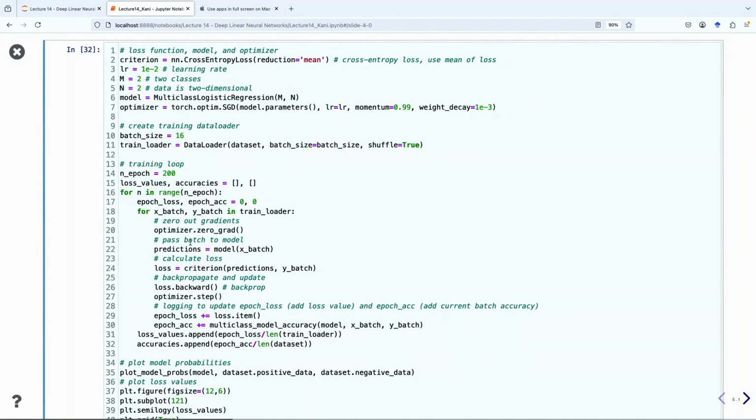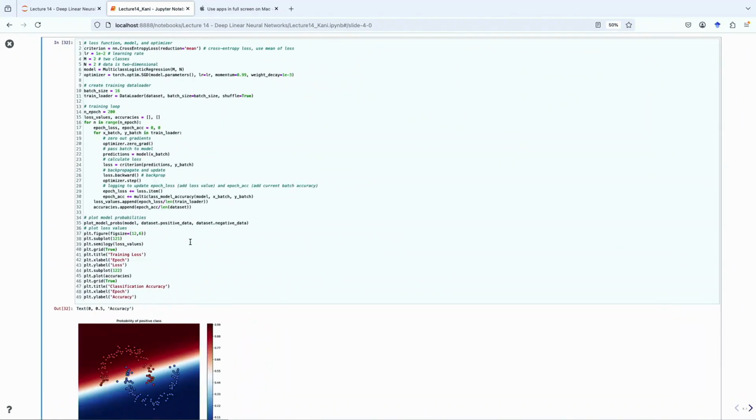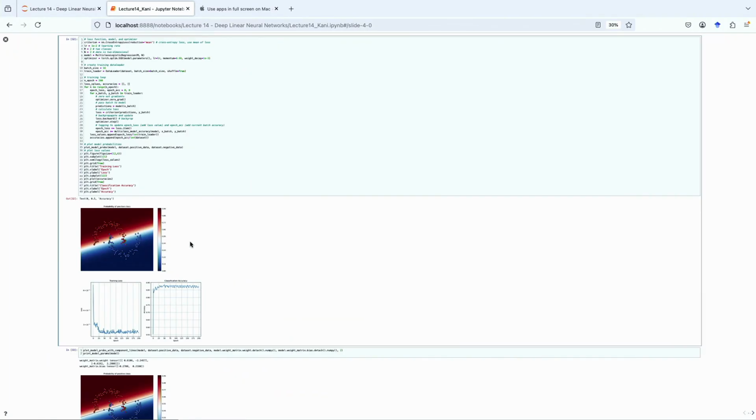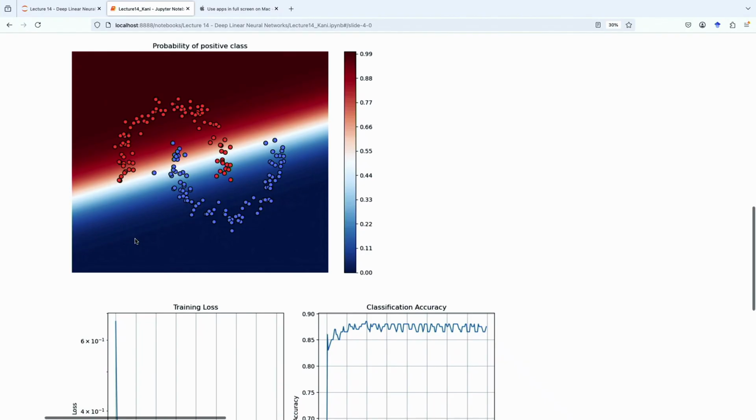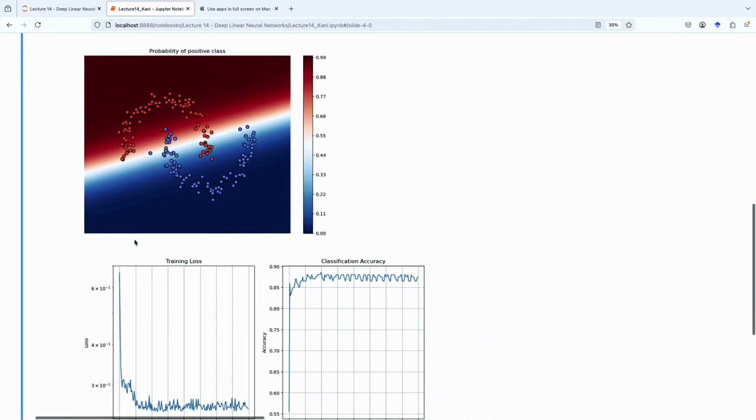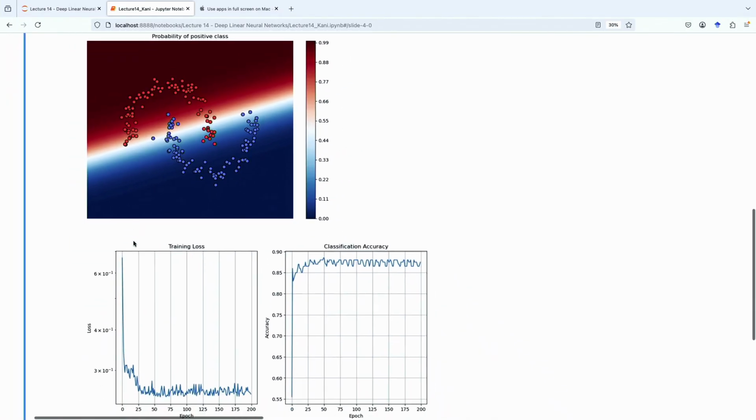So let's do that in code. And if we do it, there we go, we get this. Kind of beautiful, but not ideal. But it makes sense, right? The whole issue with this data set is that it's not linearly separable.